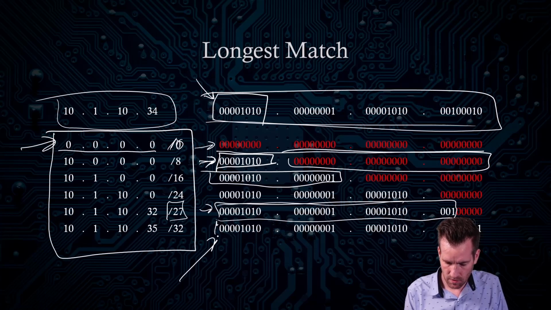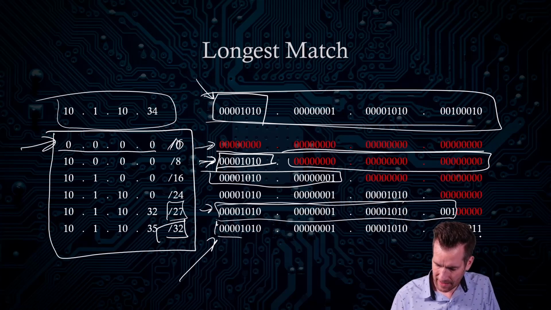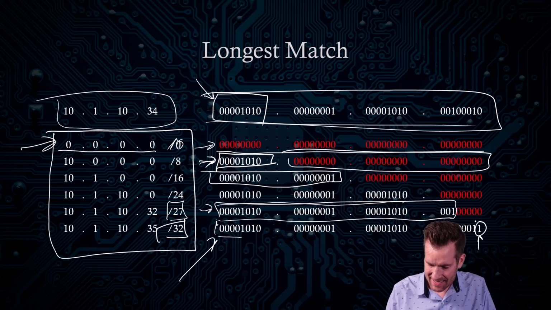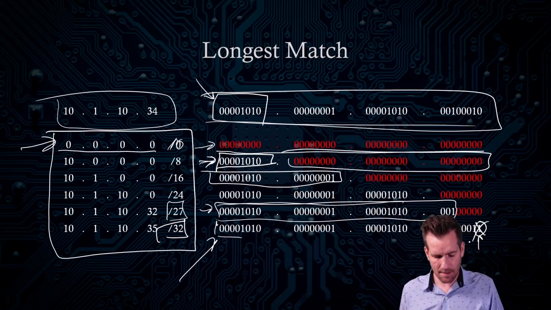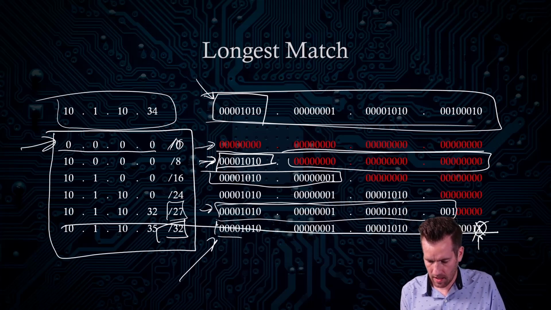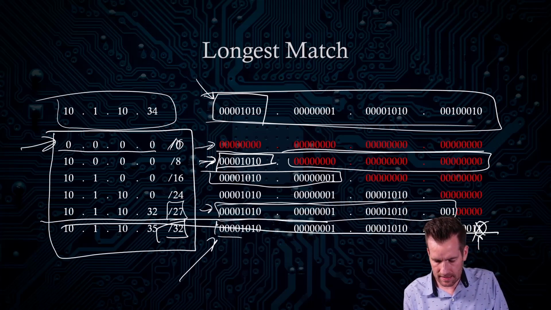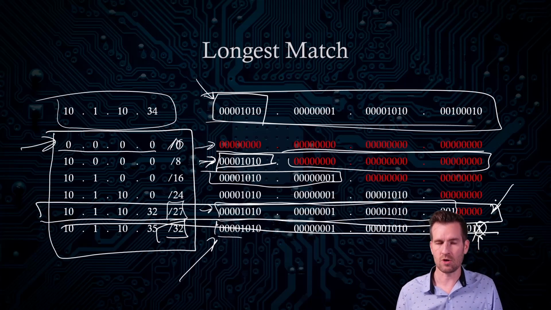And so we see this one right here, but this /32 means that they all need to match, and we see that this last bit doesn't line up. And so since that doesn't line up, we can't use that one. So the longest match out of all of these would be this route right here. This is the one that we would choose.